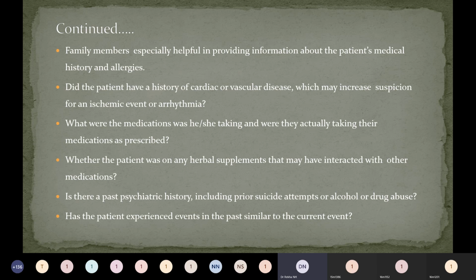We also have to take a history of what medications the patient was taking, whether they were prescribed by a doctor or over-the-counter medications. Whether the patient was on any herbal supplements, as these may interact with other medications. Apart from this, we have to take a history: is there any psychiatric history, including a prior history of similar illnesses, a prior history of suicidal attempts, or alcohol or drug abuse?